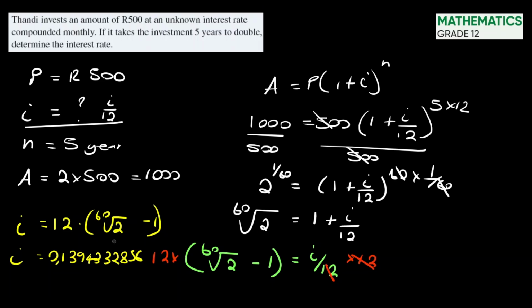0.139433286, but we need to multiply this value by 100. Multiply that by 100, we get 13.94% compounded monthly, and that would be our interest rate. Very cool, but complicated, but needs practice.